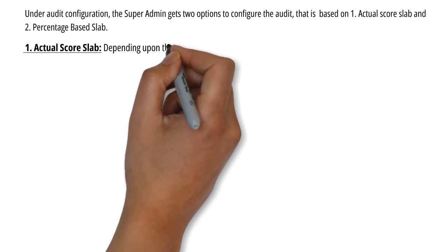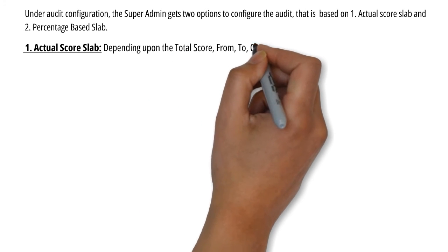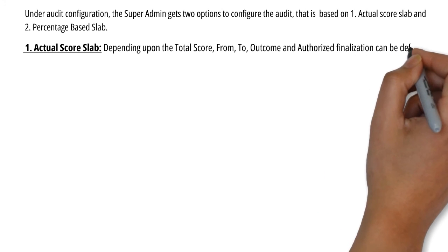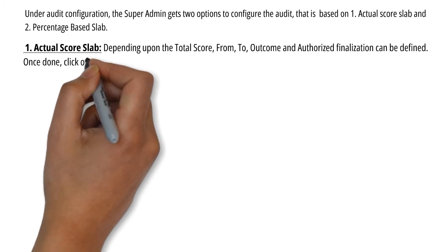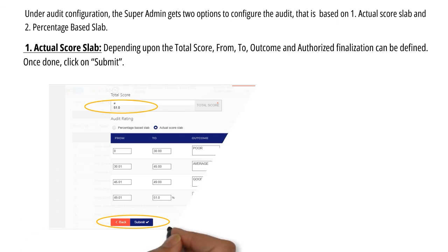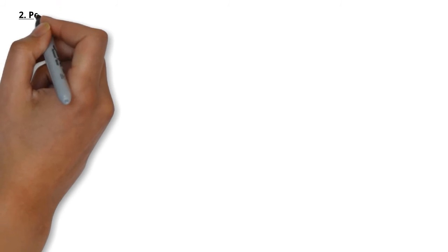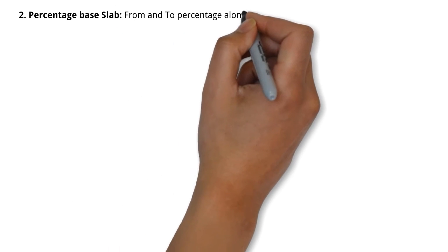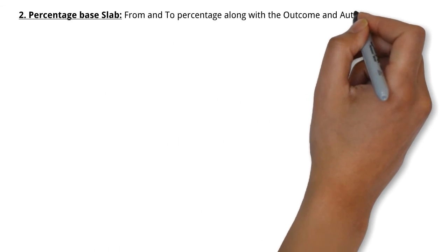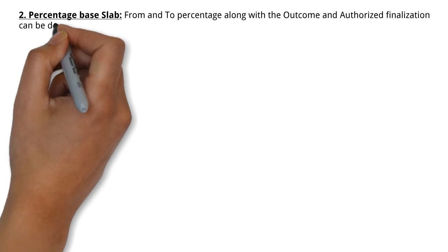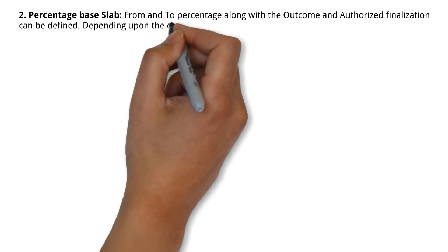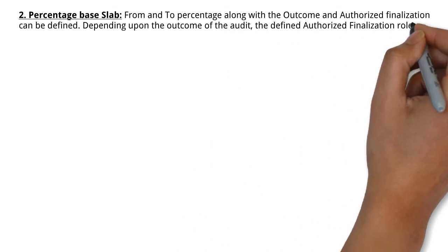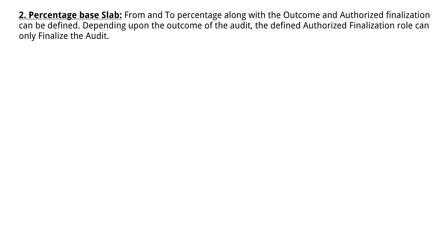1. Actual score slab. Depending upon the total score, from and to, outcome and authorized finalization can be defined. Once done, click on Submit. 2. Percentage-based slab. From and to percentage, along with the outcome and authorized finalization can be defined. Depending upon the outcome of the audit, the defined authorized finalization role can only finalize the audit.